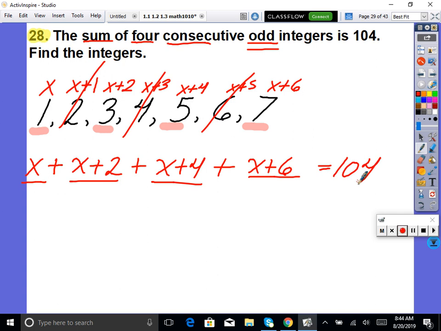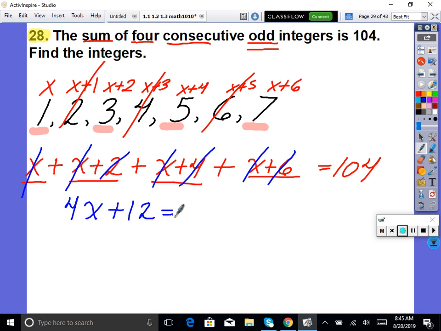So now from there, we're going to solve. So you'd combine like terms. 1x, 2x, 3x, 4x. 4x. 6 plus 4 is 10, plus 2 is 12. So plus 12 equals 104. Then from there, you'll subtract 12 and divide by 4. Does everybody see? The hardest part was setting it up.